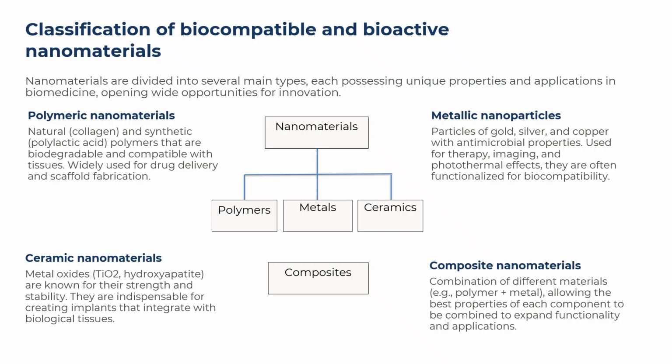Composite nanomaterials: combinations of different materials, polymer plus metal, for example, that combine the best properties of components to expand functionality and applications. Examples of applications: polylactide polymer nanoparticles, microcapsules for delivery of anti-cancer drugs; gold, photothermal cancer therapy; hydroxyapatite, stimulates bone tissue growth in orthopedics.